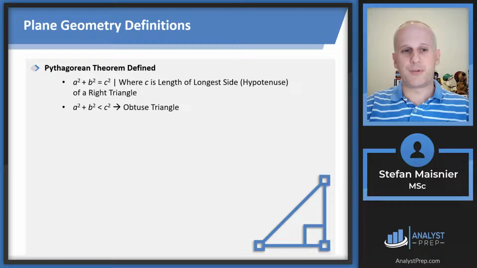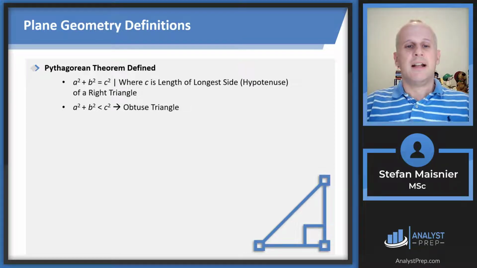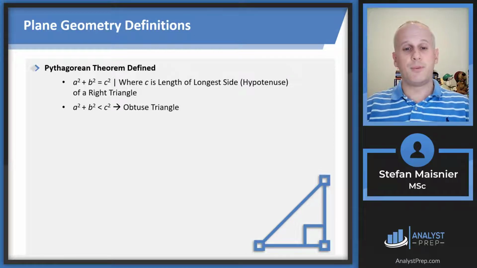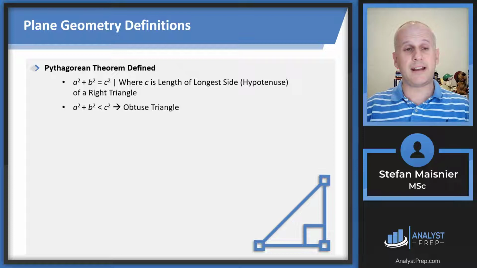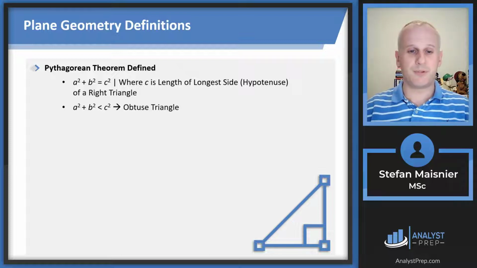But we also can derive a few other facts from the Pythagorean theorem itself. If a squared plus b squared is less than c squared, we're looking at an obtuse triangle, because what's happening with c squared is it's getting bigger, which means that we would expand our 90-degree angle beyond 90 degrees, so it would have to be an obtuse triangle if a squared plus b squared is less than c squared.